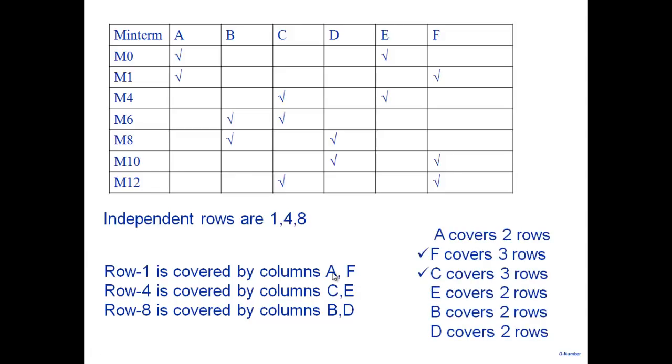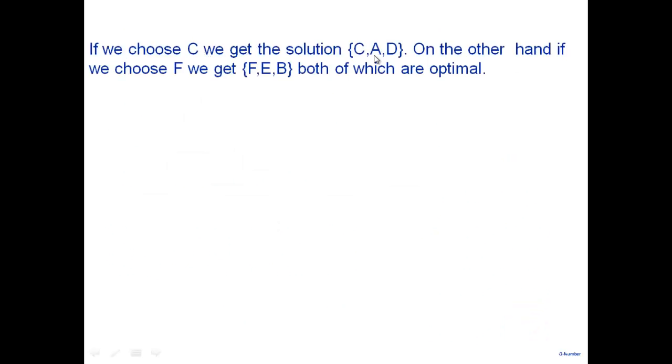So you have a choice of where to start your search. A covers 2 rows, F covers 3 rows, C covers 3 rows, E covers 2, B covers 2, and D covers 2. So where do we start? It says you could start your search algorithm with F or C. These two, it's a heuristic. So you say include F or discard F, or include C or discard C. It says don't start with A. If we choose C, we get a solution C, A, D. You can go through the process.